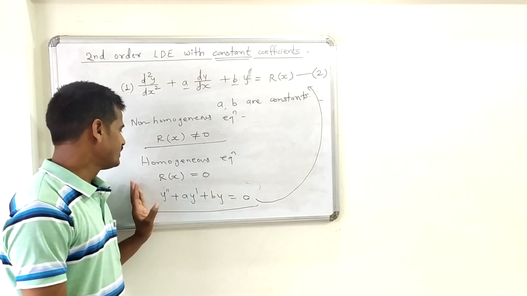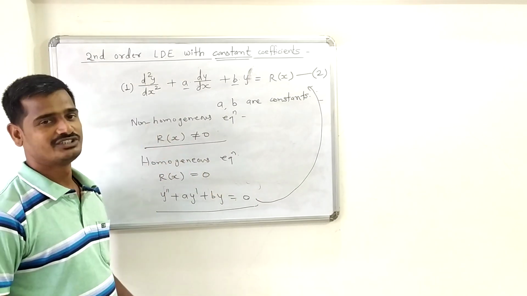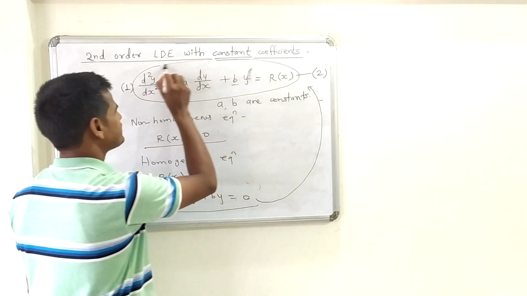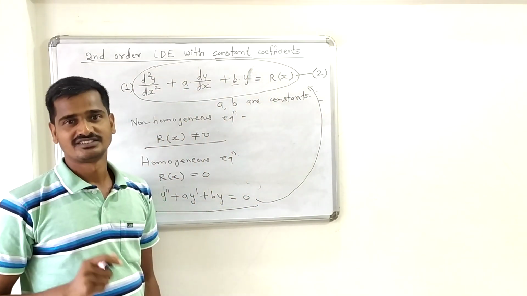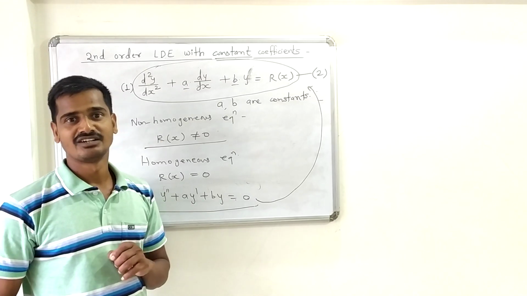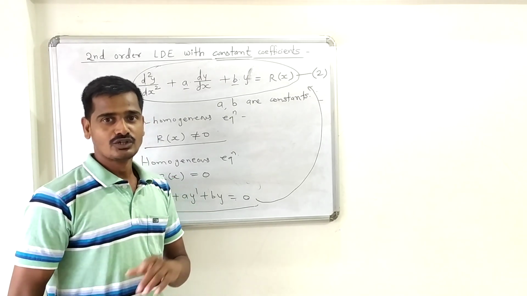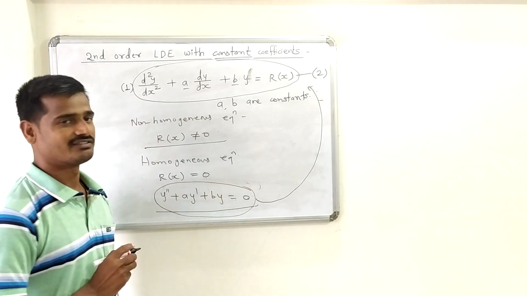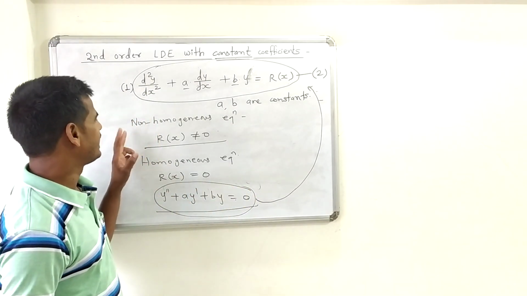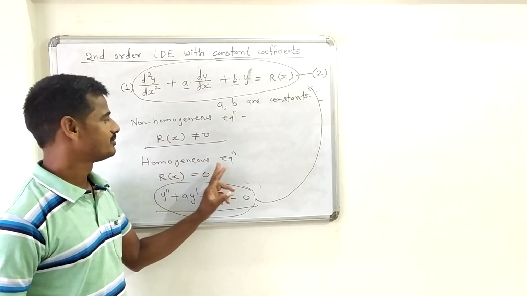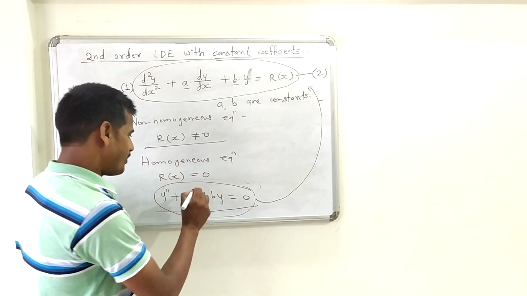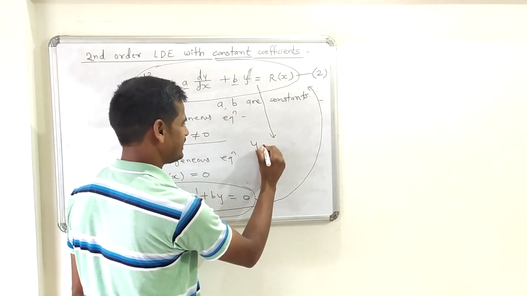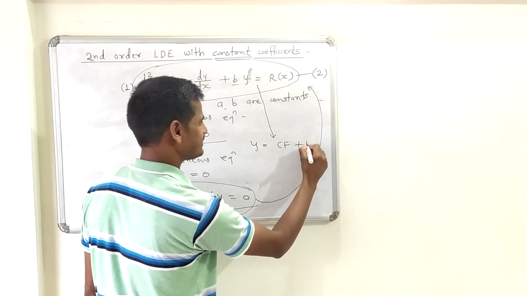Now, why do we stress homogeneous and non-homogeneous? The point is that the solution of this differential equation consists of two parts: one is the complementary function and the second is the particular integral. The complementary function is the solution associated with this homogeneous equation. That is why we have defined every time what is meant by non-homogeneous and homogeneous. So the solution is y is equal to CF plus PI.